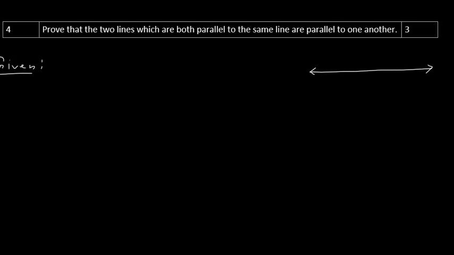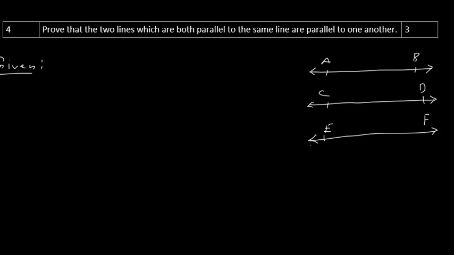We can name this line as AB. Now two lines, suppose this is one line which is CD, this is parallel to AB, and there is one more line, let us name this line as EF. So in given, I will say that line CD is parallel to AB and line EF, this is parallel to AB, okay.